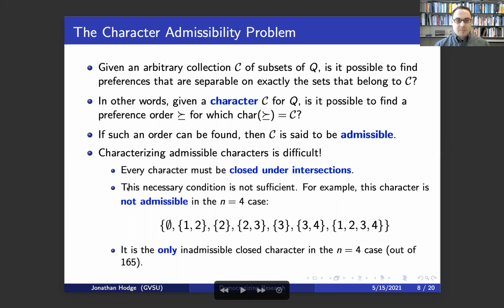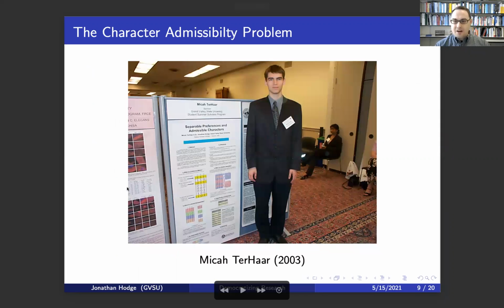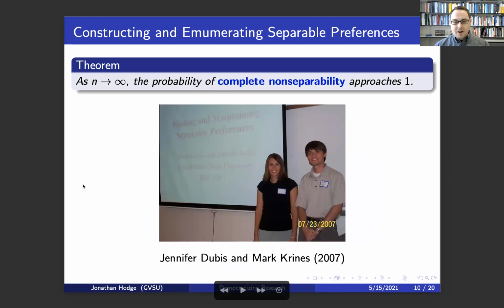So this was an observation first made by my student Micah Terhar in 2003. This picture is interesting because Micah is in the Rayburn House office building at a poster session intended to showcase undergraduate research for members of Congress. It's called Posters on the Hill, and I believe it's still running. So he was able to present his work at this session, and I had a number of students extend this work from that point forward. So here are a couple of my REU students, Jenny Dubas and Mark Krinis.